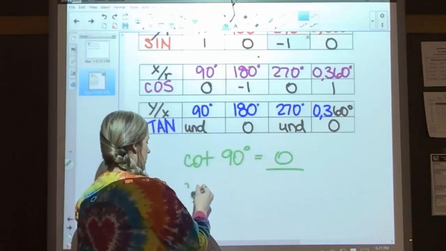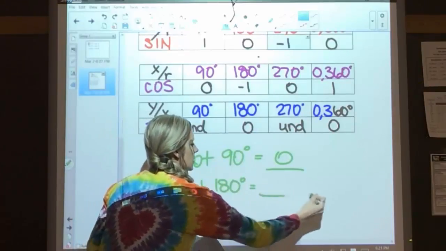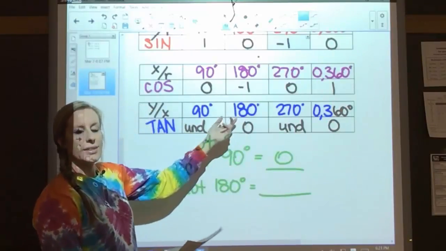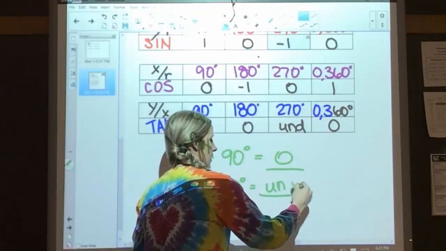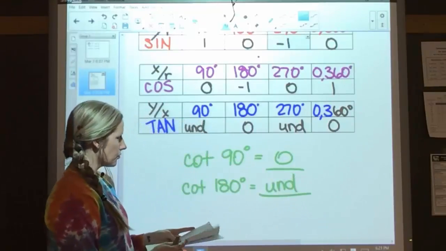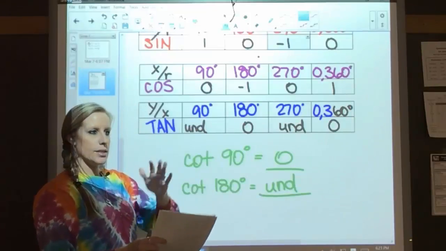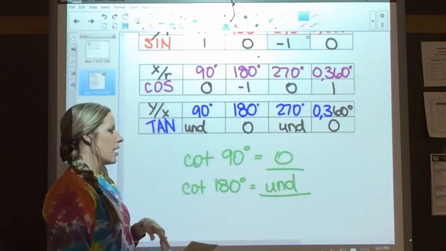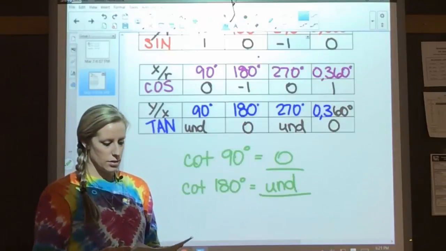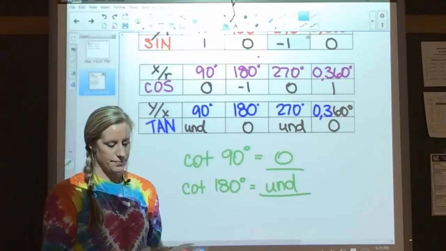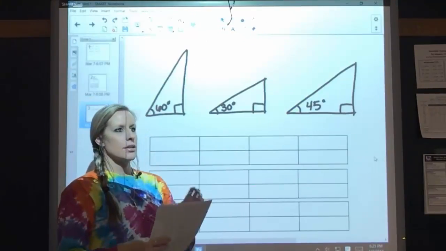All right, cotangent of 180 degrees. If we flip that tangent, that 0 is going to be on the bottom now, and you can't divide by 0, so it's undefined. So if you know sine, cosine, and tangent at these 90 degree marks, you can find cosecant, secant, cotangent, all the other functions.